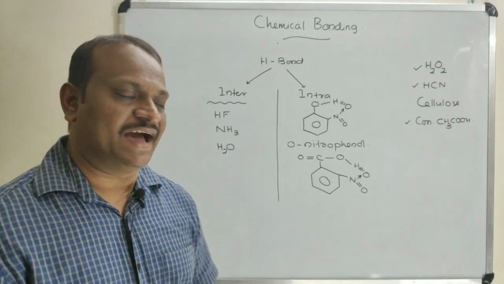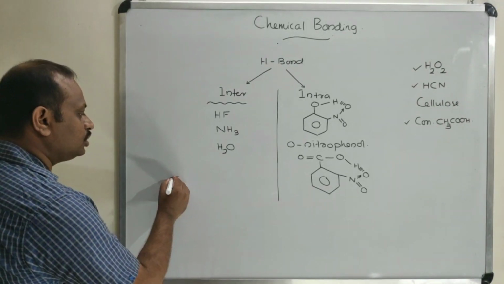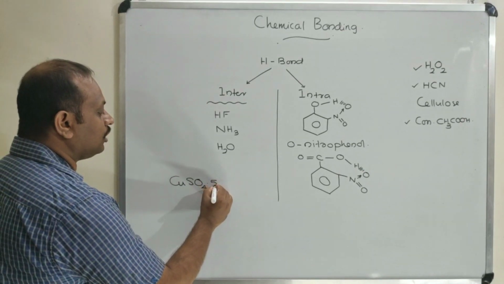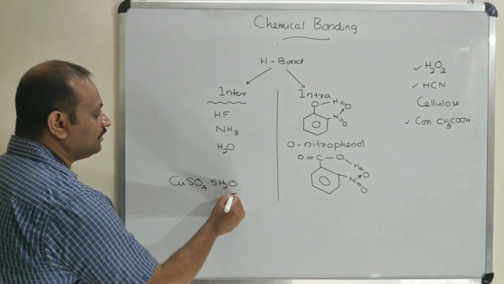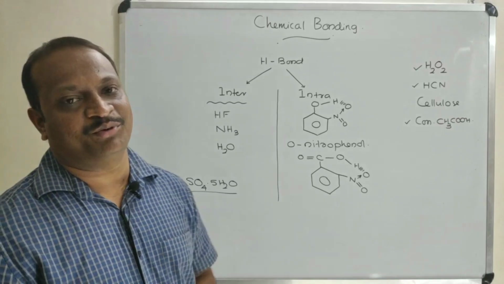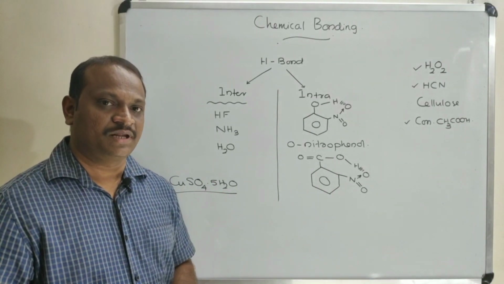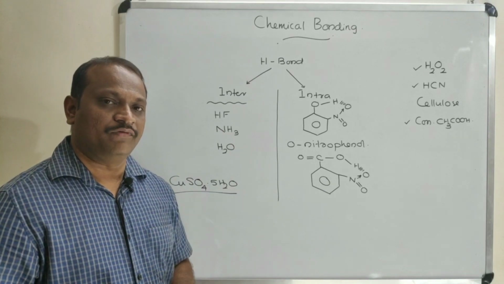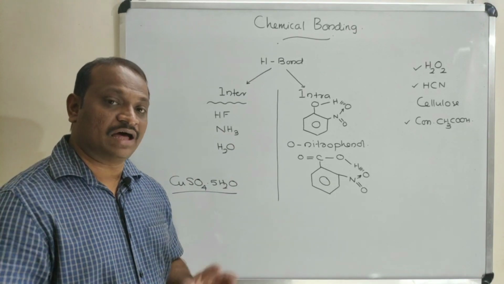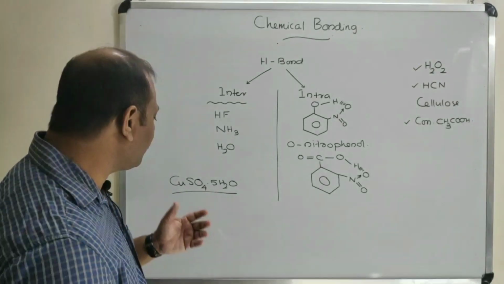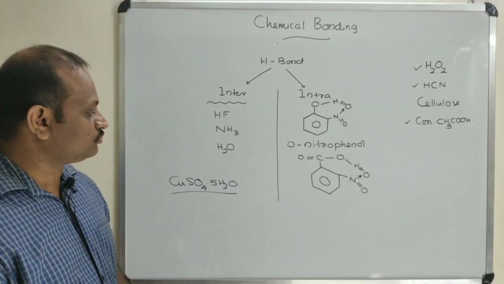See, at this time I want to talk about one more compound. You might be familiar with that. It's nothing else but copper sulfate 5H2O. What is the speciality of this particular compound? In this compound we have ionic interaction, we have coordinate bond, we have covalent bond, we have hydrogen bonding. So all types of bonds can be shown in the case of copper sulfate 5H2O.